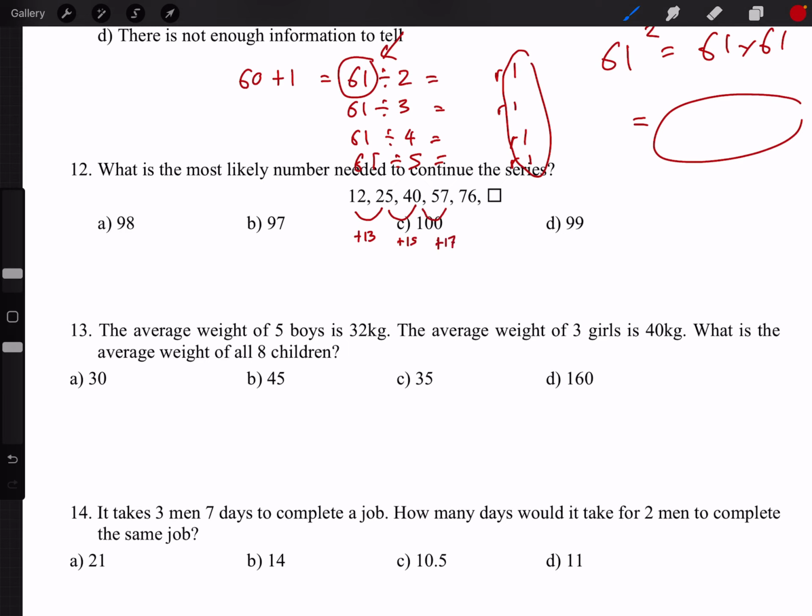This one is add 17. This one is add 19. What do you think is next? Can you see the pattern? 13, 15, 17, 19. The next one should be 21. These are all odd numbers, right? Going up by 2. So if you add 21, you're going to get 97, and the answer is B.